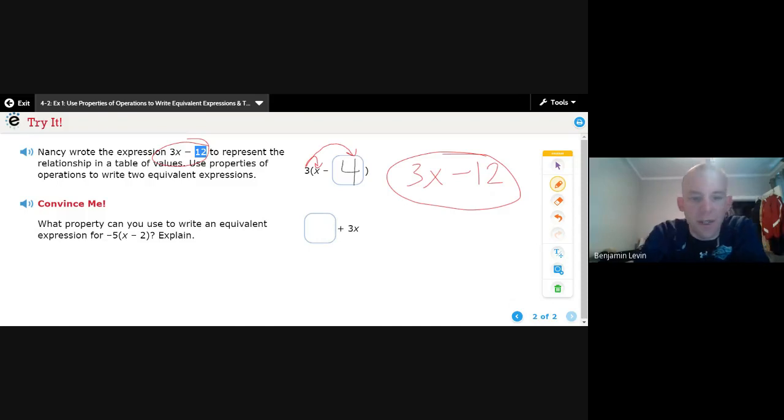Now, we want us to write with commutative property. It just wants us to write it backwards. So instead of writing 3x minus 12, we're going to write minus 12 plus 3x. Oh, wait a minute. It's asking us something different. I didn't read the instructions. What property can you use to write an equivalent expression for this? We could also write this as negative 12 plus 3x.